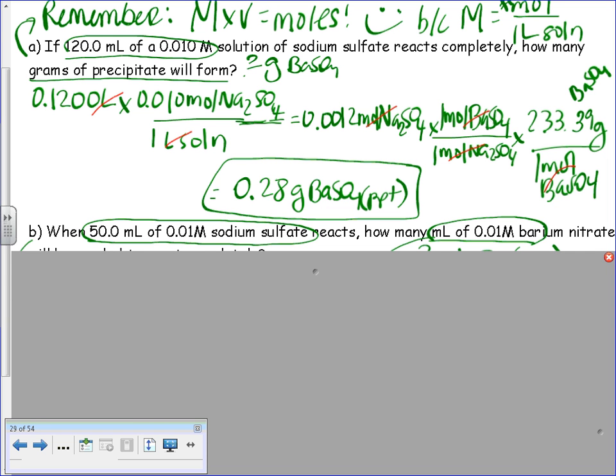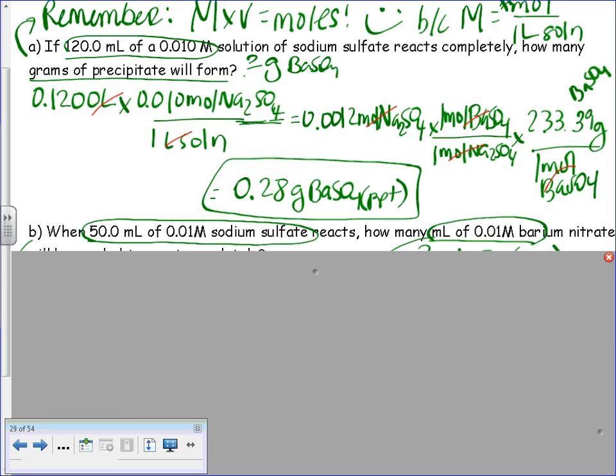Our question is to go to something about barium nitrate. It's actually the volume of barium nitrate. And that last part is kind of hard to understand. But if we have moles of sodium sulfate, I know I've got to get out of sodium sulfate. So how do I get from sodium sulfate to barium nitrate? Ratio, mole ratio, right? So now I'm in moles of barium nitrate.